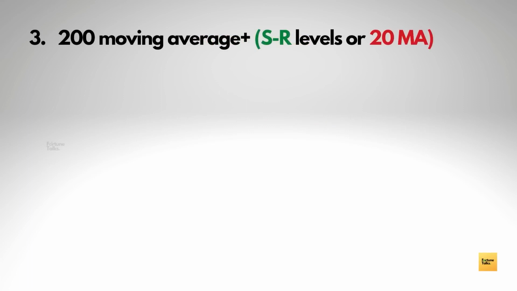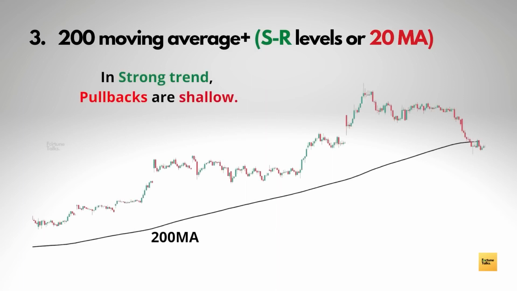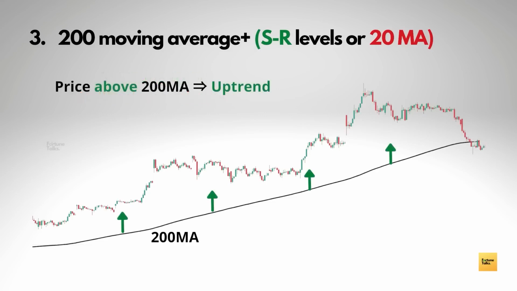Now, the third strategy is using a combination of moving averages and support resistance levels. So in strong trending markets, the price is unlikely to pull back towards the trend line or a moving average, or simply the pullbacks are shallow. Thus, you can look to trade from a 200 moving average. Now, by a general rule of defining the market trend, if the 200 moving average is pointing higher and the price is above it, then the market is on an uptrend.